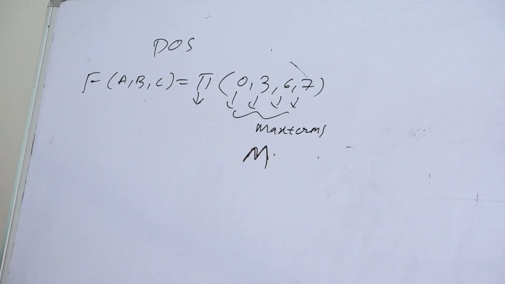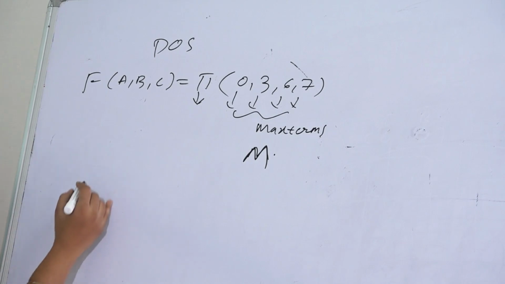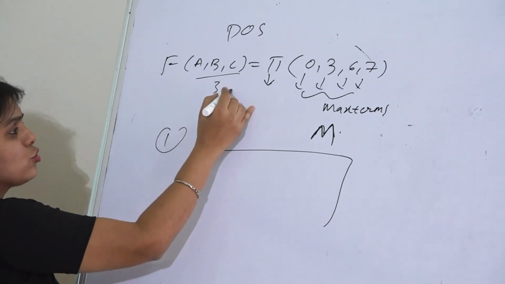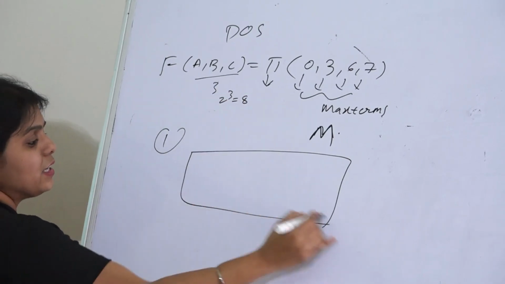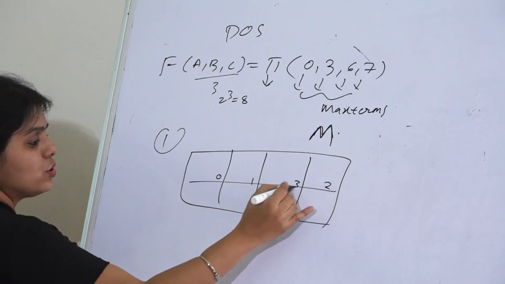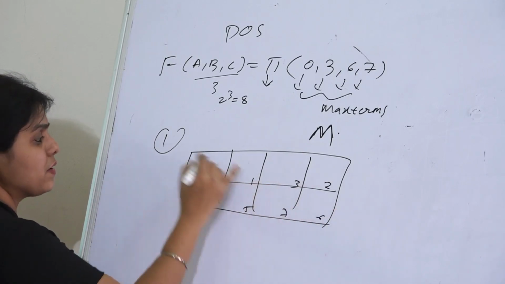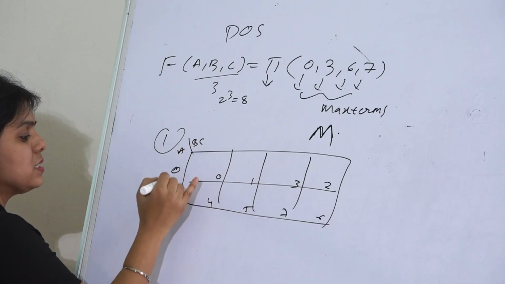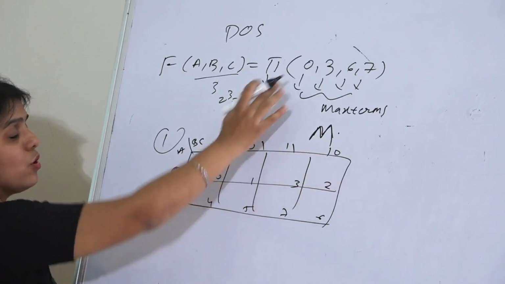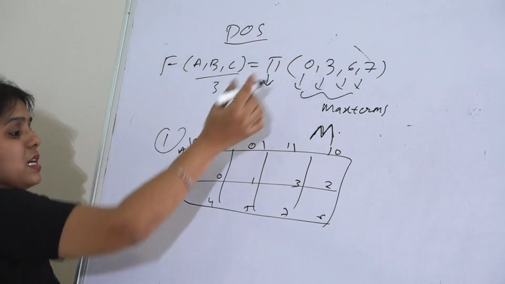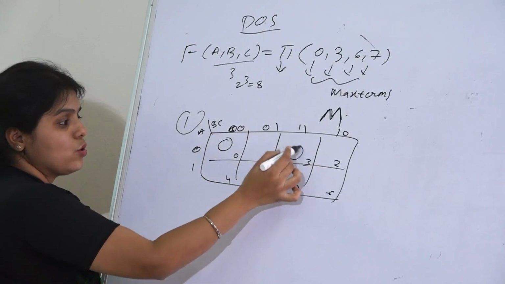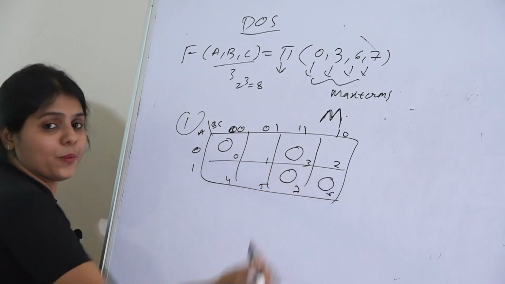Okay. Now when you look into this particular expression, what do you do? What are the steps? Step 1 is, I have 3 input variables, so 2 power 3, that is 8 cells. I draw an 8 cell K map. 0, 1, 2, 3, 4, 5, 6, 7, A, B, C inputs, 0, 1, 0, 0, 0, 1, 1, 1, 1, 0. Okay. Now when I am dealing with POS, I put zeros for the terms given. 0, 0, 0, 0. Okay.